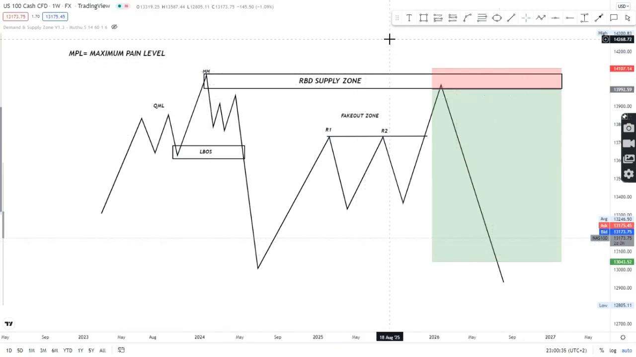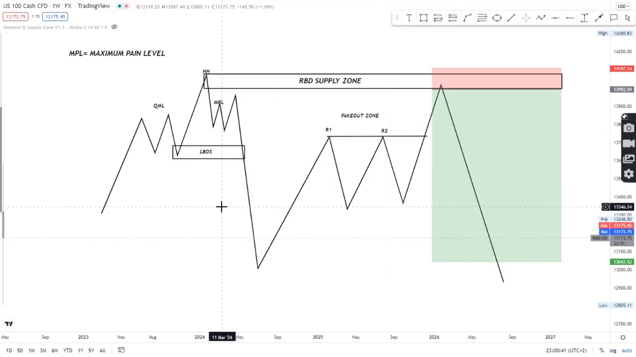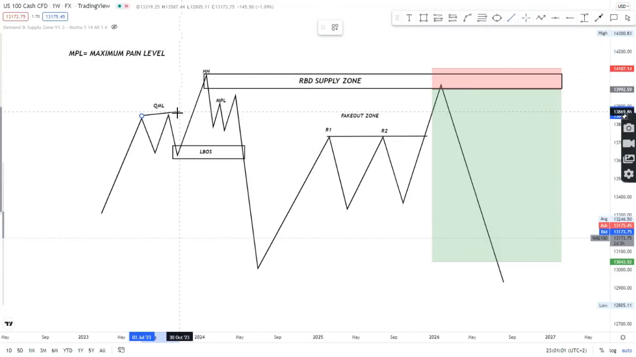So it's very important. But remember, the MPL won't always be there. If it's there, it's going to be very visible. You can't miss it if it's there. All right. So you have beautiful setups even without an MPL. Beautiful.